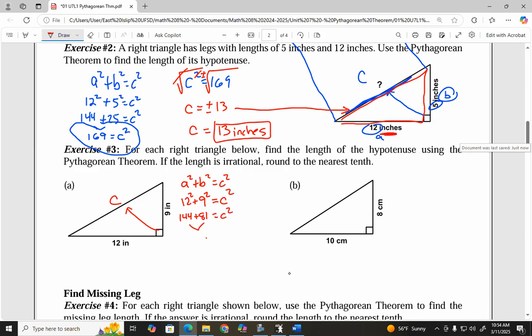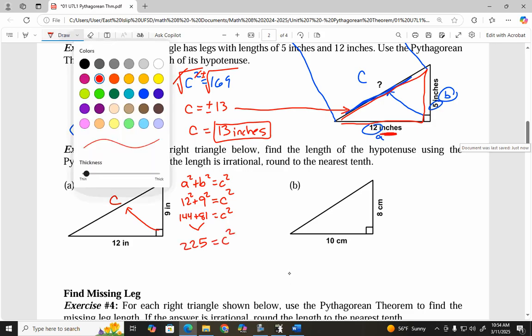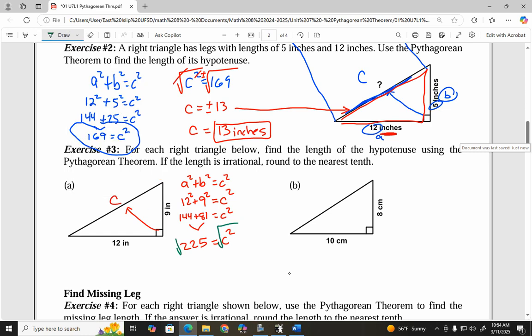Combine like terms. 225 equals C squared. But the opposite of squaring is square rooting. So we have to square root both sides. I always put the plus and minus because I'm so used to it. But I also know with the Pythagorean theorem that it's only going to be the positive answer.